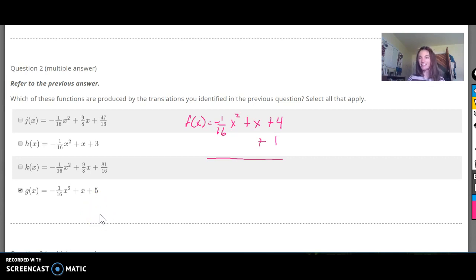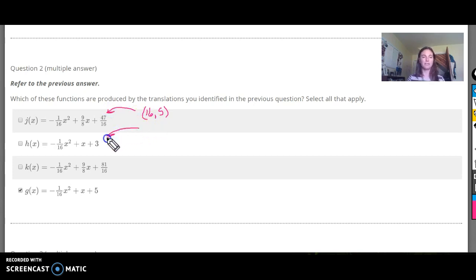And then the other one is harder. Probably the easiest way to do the other one is to realize that we want this graph to go through the point 16 and 5. Let me rewrite that here. I want it to go through 16 and 5. I'm going to look at each of these, and we might not get an exact 16 and 5, but we would get close. I'm going to see if I can actually ever end up with 16 and 5.